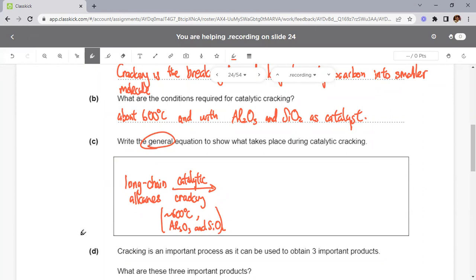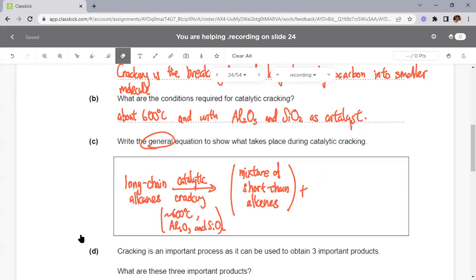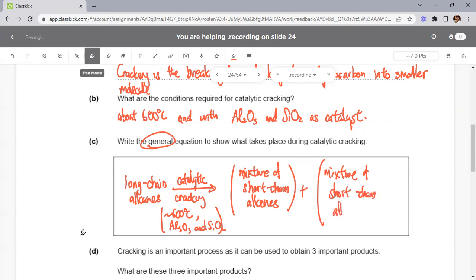After you undergo cracking, what we're going to get is a mixture of short chain alkanes and a mixture of short chain alkenes, or hydrogen gas. So you can see there are two main things that will happen. Either you have your short chain alkenes or you have your hydrogen gas. So this is the general reaction.